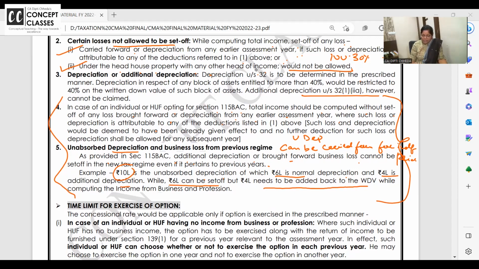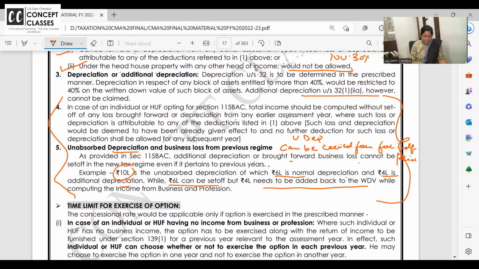In case of individual and HUF, total income should be computed without set off of the brought forward loss or depreciation, where such loss or depreciation is attributable to deductions listed above. Such loss and depreciation would have been already given effect to and no further deduction will be allowed. So, depreciation part I have cleared, but other loss. Say, business loss related to scientific research, rupees 50,000 is brought forward.